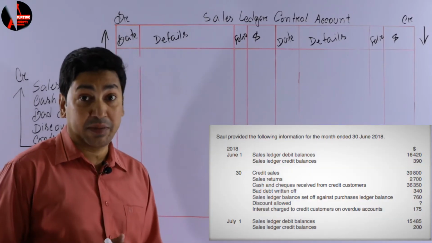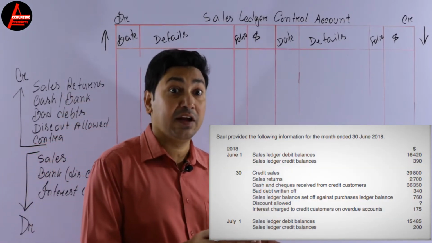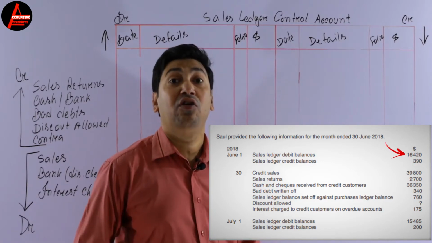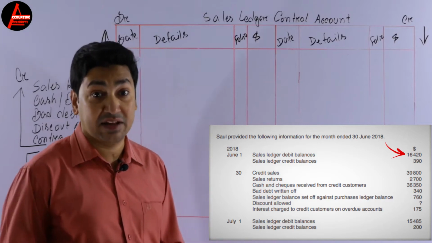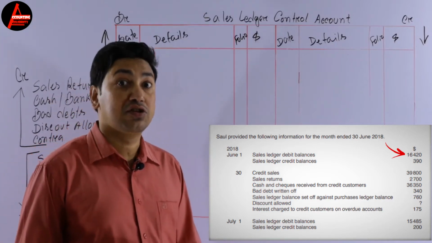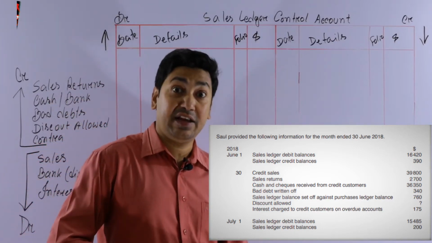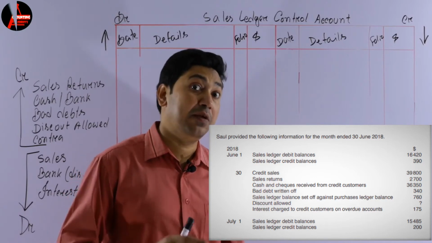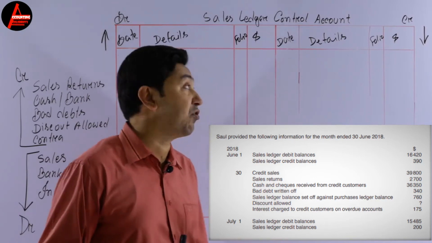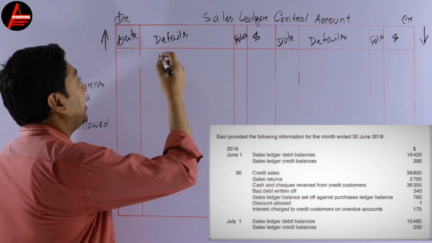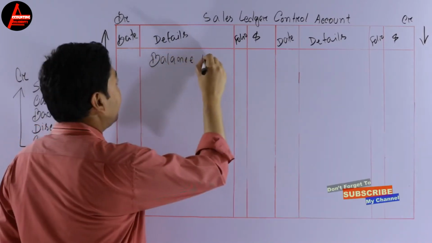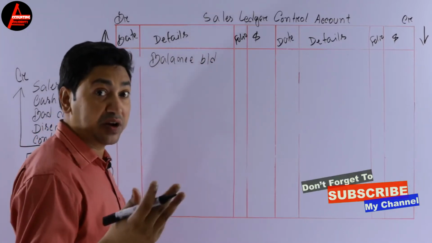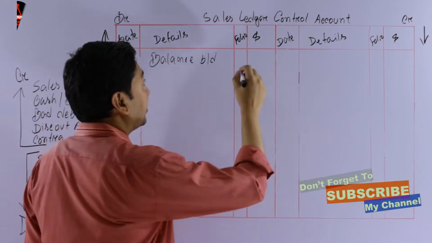Let us have a look at the balances. So sales ledger debit balance. So this is an opening balance. Don't forget, opening balance is balance b/d. Here in the question you have debit balance. So debit balance means it is an opening balance. So debit opening balance will be recorded in the debit side. So right here balance b/d. So what is the value here? 16,420.